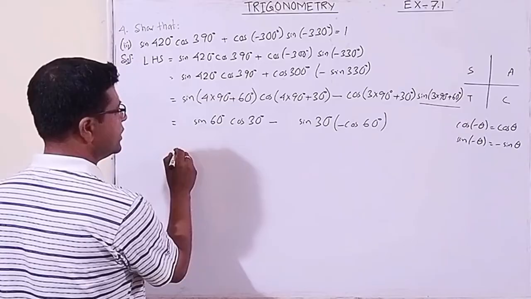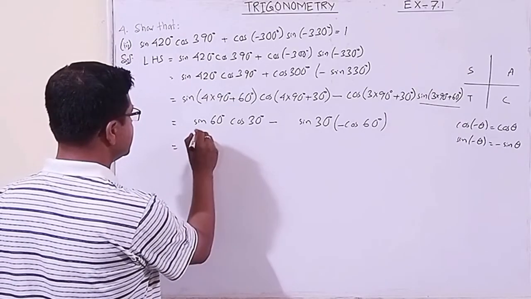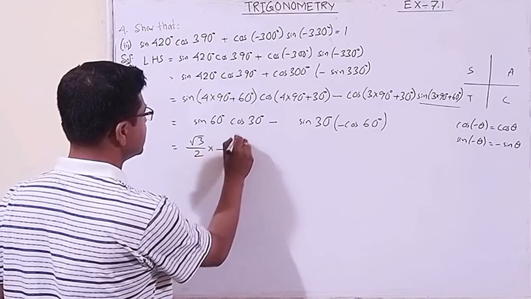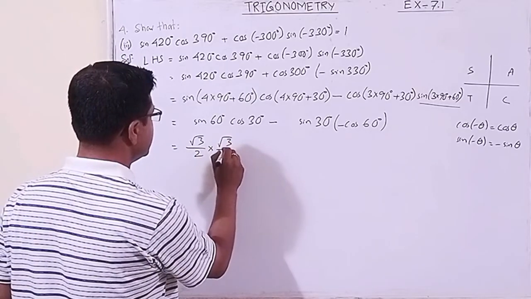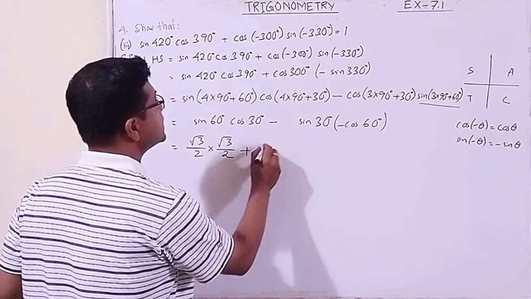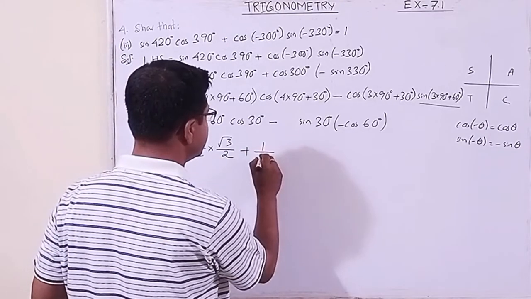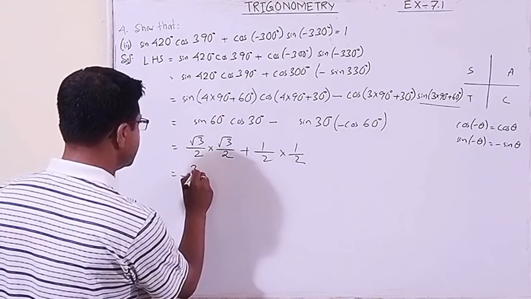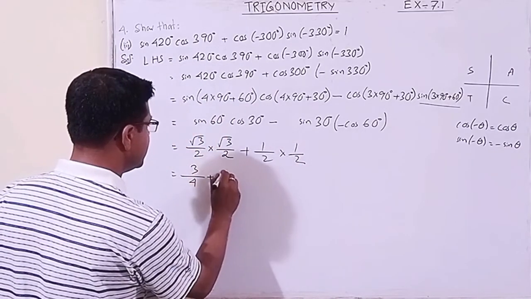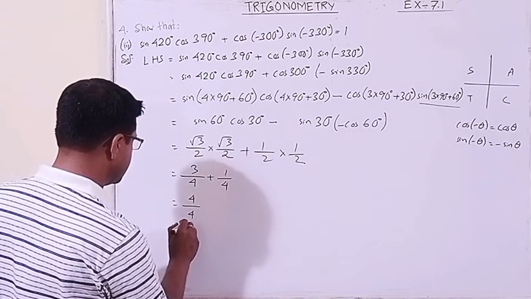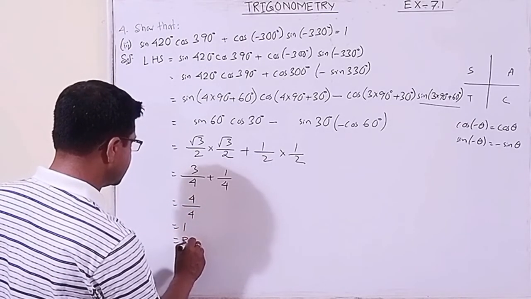Correct? Okay, now let us put the values. Sine 60 is root 3 by 2 into cos 30 root 3 by 2, minus plus, sine 30 half, cos 60 half. Root 3 into root 3 is 3 by 4, plus 1 by 4, 3 plus 1, 4 by 4 is equal to 1. This is the right hand side.